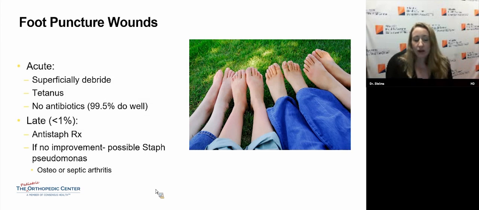In the acute stage, we typically superficially debride the wound, make sure they have tetanus prophylaxis, and most of them don't actually need antibiotics, but if it is a later presentation of a foot puncture wound, then we treat against staph, which is the most common in all of these, and then think about including treatment for Pseudomonas. And then if it's later, looking for an infection elsewhere in the bone or in the joints of the foot.